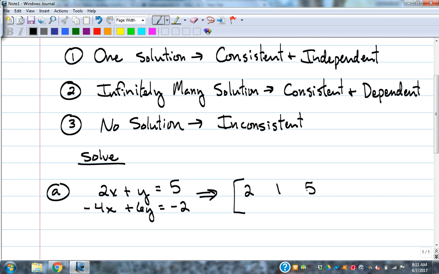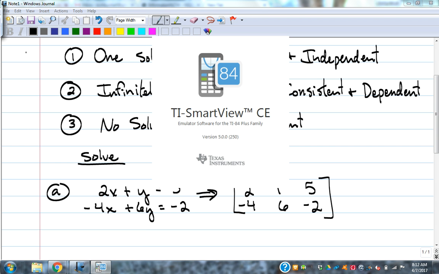2, 1, 5, -4, 6, -2. What size is that matrix? 2 by 3. 2 rows by 3 columns. Important to know that size because you've got to put this in your calculator. If you don't recognize the size, it's going to mess up on the calculator. Okay, so let me see if I can get my calculator to open now.